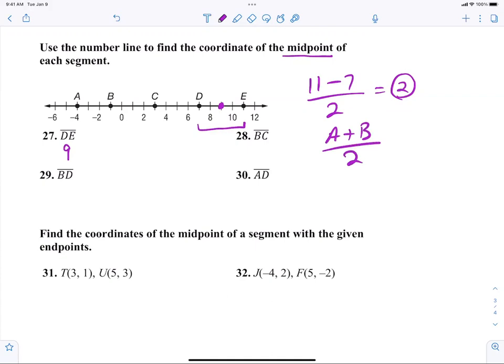And then to look smart, you would say what? Absolute value, right? Well, no, I'm sorry. You wouldn't say absolute value. Leave that out because we're not doing distance. It's a point. So it's just A plus B divided by 2. That's the midpoint formula when you're on a number line.